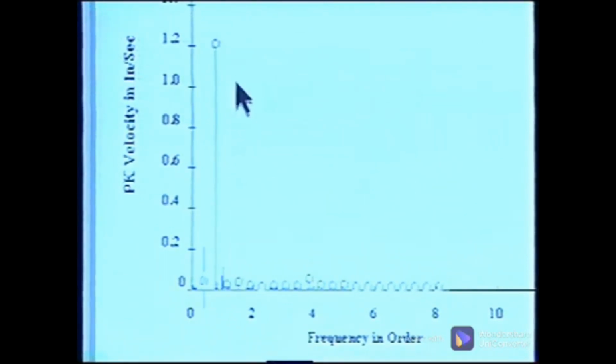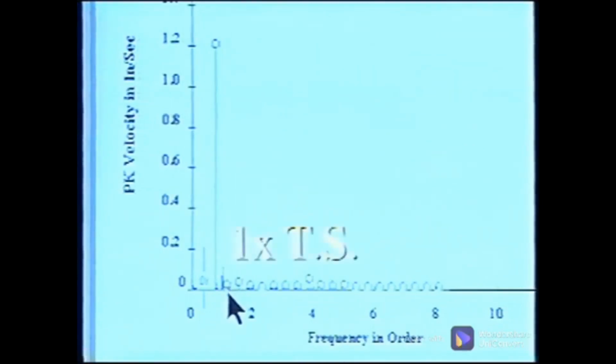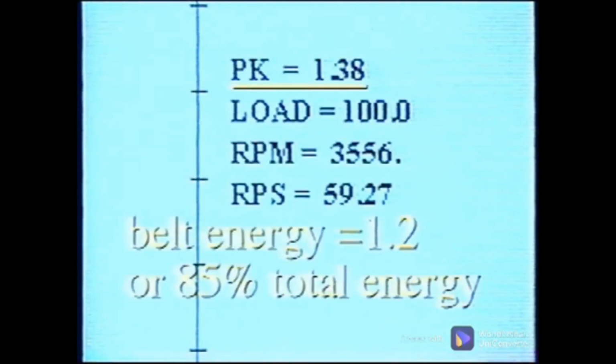Here the assumed unbalance is in reality a 2 times belt frequency peak with an amplitude of 1.2 inches per second. The 1 times turning speed peak is only 0.126 inches per second. The belt problem accounts for more than 85% of the total energy in the spectrum. This measurement is from the inboard horizontal position on the motor.